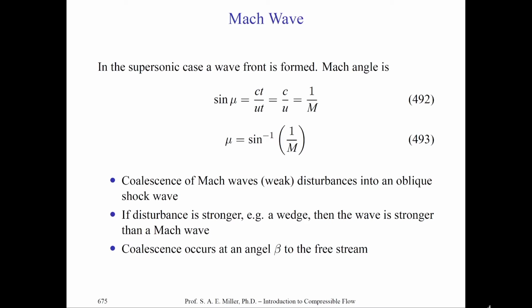If the disturbance is strong, a wedge might create a very strong so-called Mach wave or oblique shock wave. If the disturbance is weak like the acoustic pulse, it creates a very weak shock wave called a Mach wave. It's not really a shock wave at all. This coalescence occurs at an angle beta. That shouldn't be "angel", it should be "angle", excuse me, into the free stream flow.